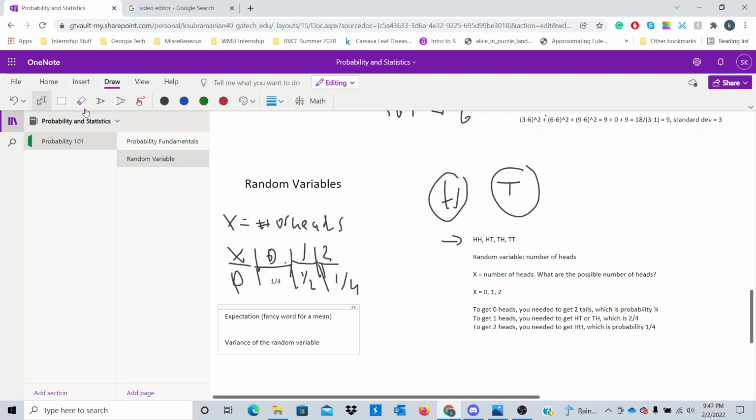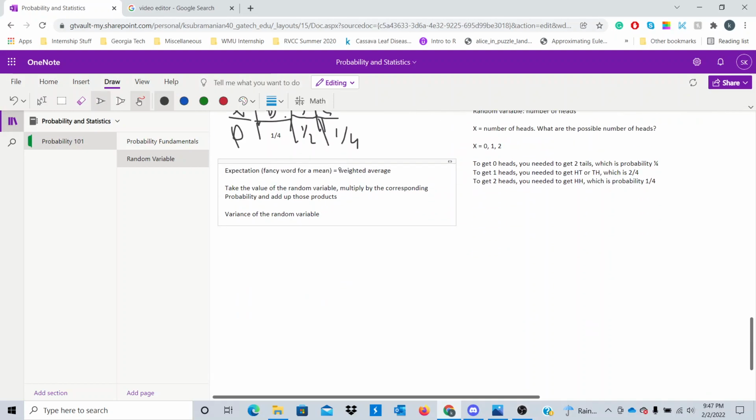So we have to account for that effect when we're figuring out an idea of our average and our spread. Let's talk about this definition. The expectation is just a fancy word for weighted average. You would take the value of the random variable, multiply by the corresponding probability, and add up those products. We're going to have a little notation here, so it's okay if you're a little bit confused, but I'll explain. This symbol here, E of x, represents the expectation.